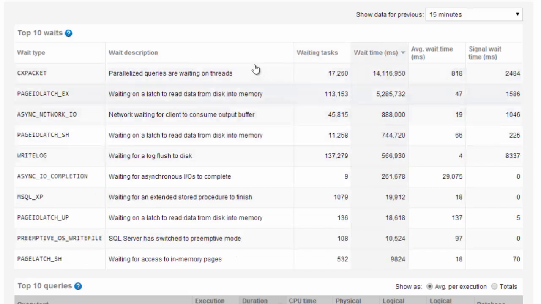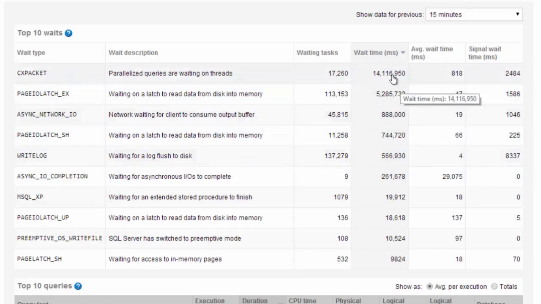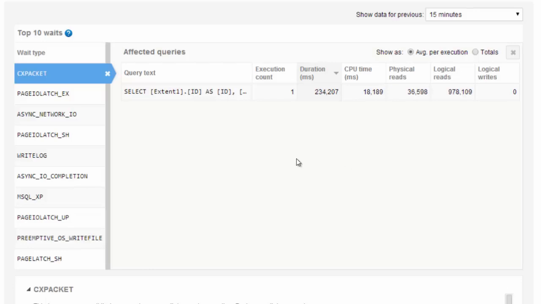Let's sort by CX packet. Again, we're seeing a lot of CX packet waits. Now we can drill down on CX packets and get an idea of the affected queries. Now it's one query that's causing everything. And the durations on that query are fairly high. The CPU time, the physical reads, the logical reads are through the roof.